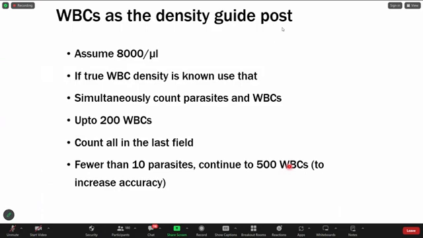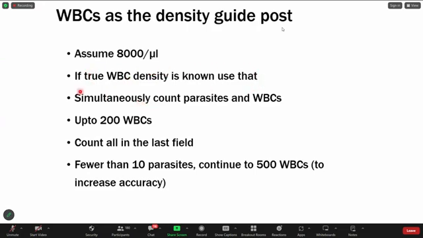Then, if our report is to be by parasite density, that is the number of parasites in a microliter of blood. What we do is, if we don't know the WBC count of that sample, we assume that the average WBC count is 8,000 per microliter, because the range is between 3,000 and 12,000. So if we know the true WBC density, it is what we use.